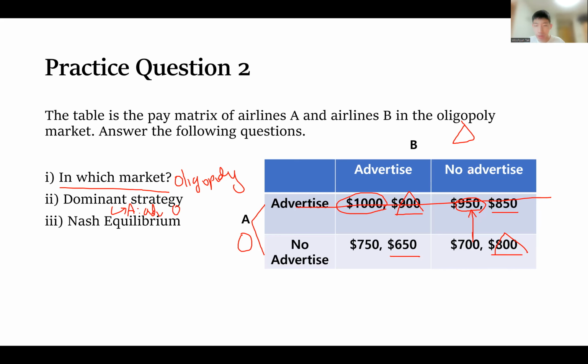Nash equilibrium is where both triangle and circle coexist. Therefore, this one is the Nash equilibrium. Therefore, the Nash equilibrium is both A and B advertising.